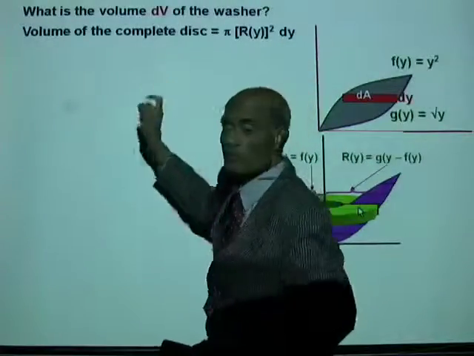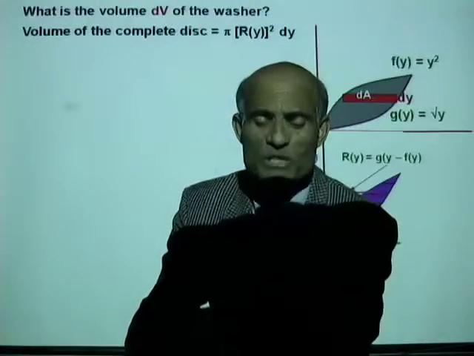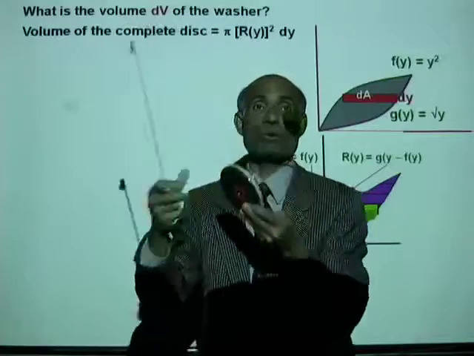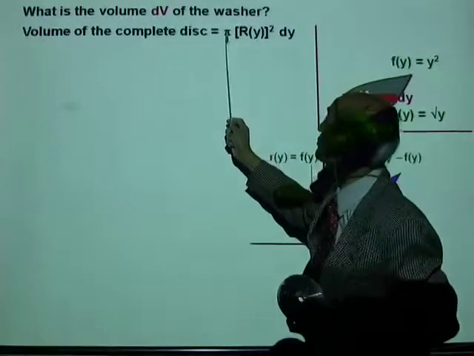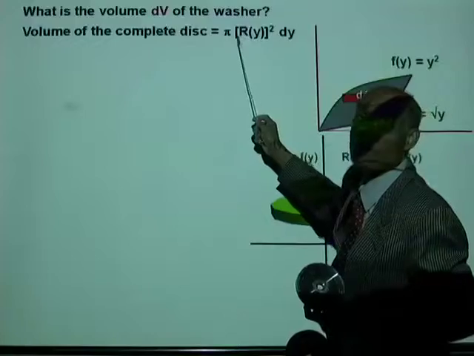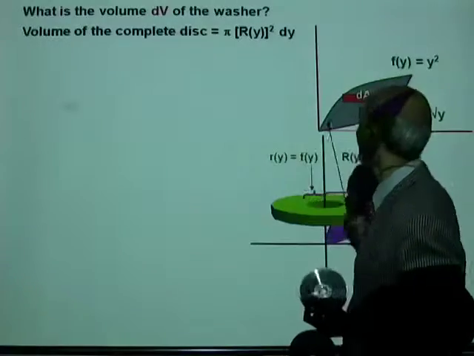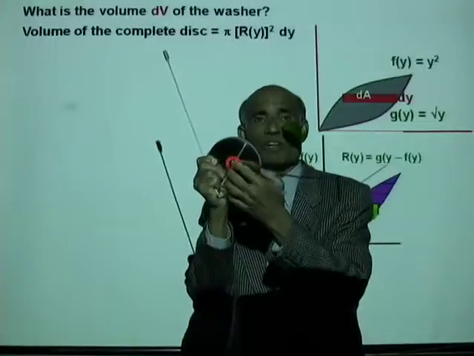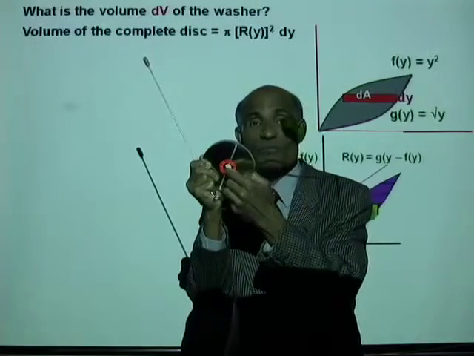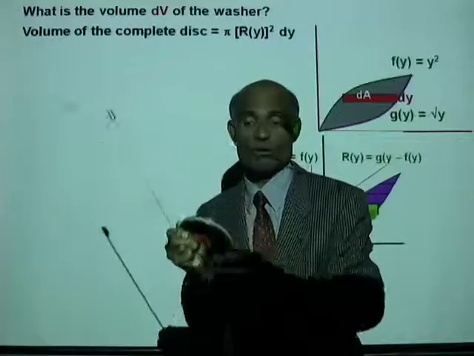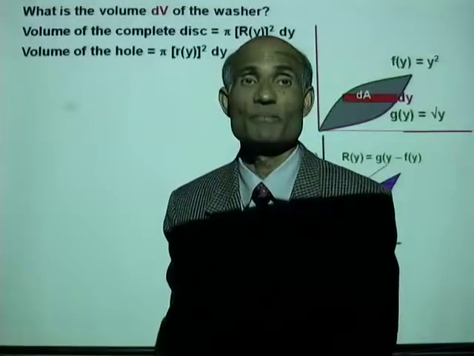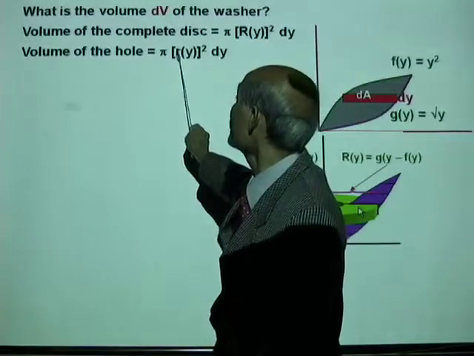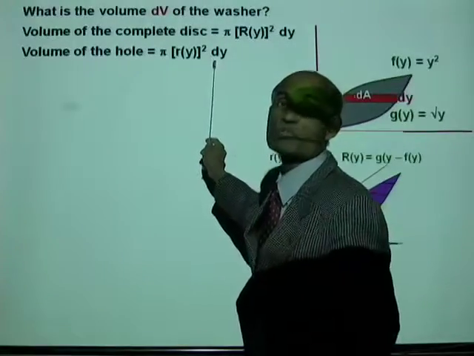So, volume of the complete disc. The complete disc means the solid and including the hole. What is the volume of the complete disc? Pi times uppercase R squared dy. Now, that will give you the complete volume of the disc. Now, take away the volume of the hole. What is the volume of the hole? The volume of the hole is pi times lowercase r squared times dy.